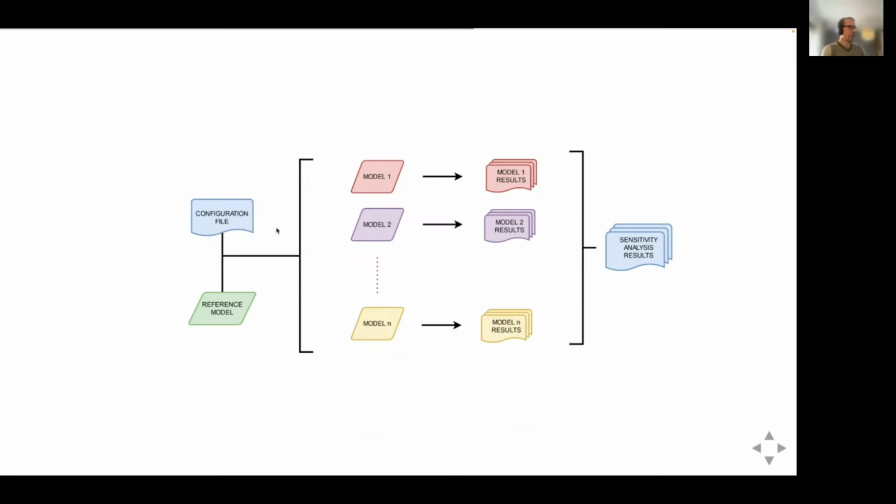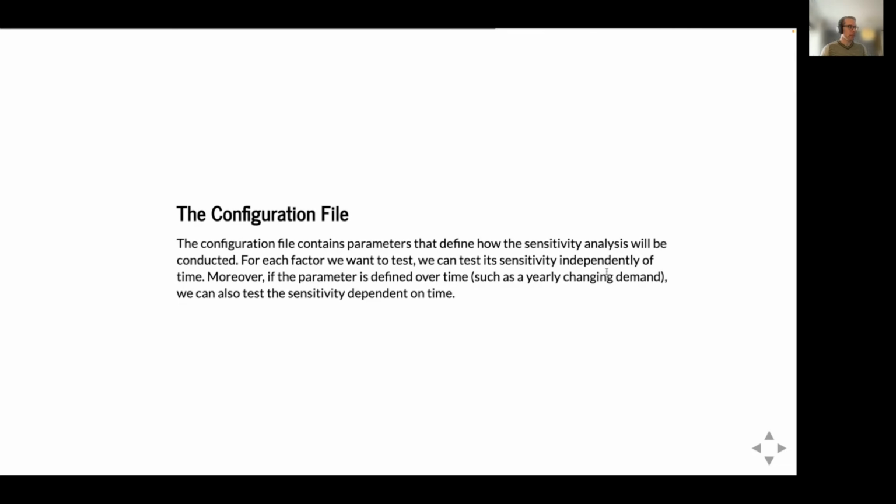So we configure the sensitivity analysis. We tell the sensitivity analysis algorithm how many samples to produce and how many inputs of the model we're changing the values for. But we then send that into the workflow, and it generates all of the model runs for us. And then we bring those all together and analyze the sample against the model results to generate these sensitivity indices. So the configuration file basically contains parameters that define how the sensitivity analysis will be conducted.